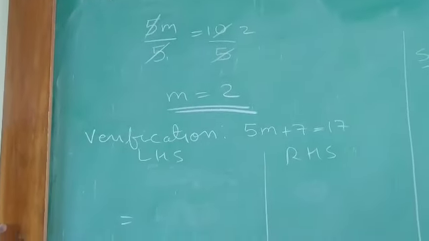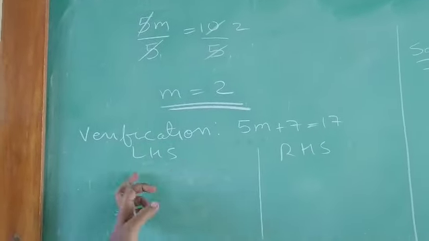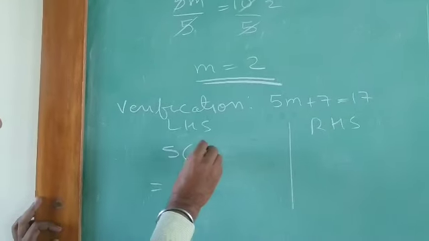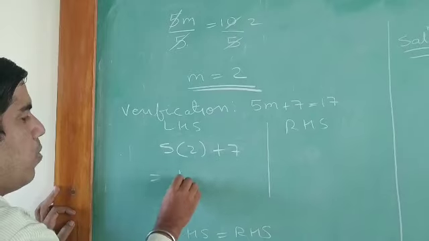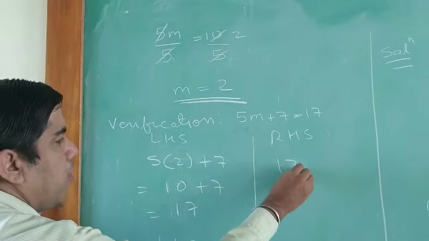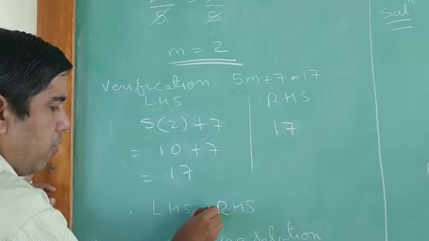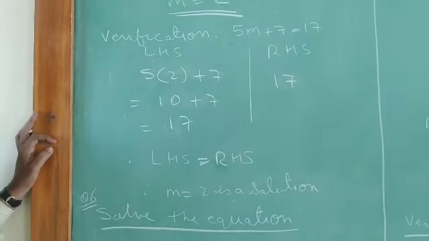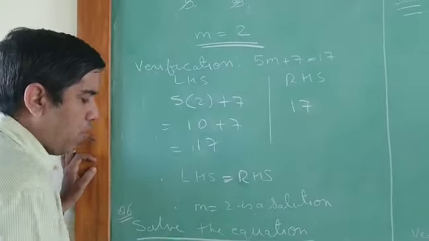Now verification. What was the equation? 5m plus 7 equal to 17. So I am keeping the value here. You can see easily, 5 multiplied by m equal to 2, so 10 plus 7. The answer is 17, and here it is 17. Therefore LHS is equal to RHS. Therefore m equal to 2 is a solution. Got it? If it is not equal, then I will write m equal to 2 is not a solution.